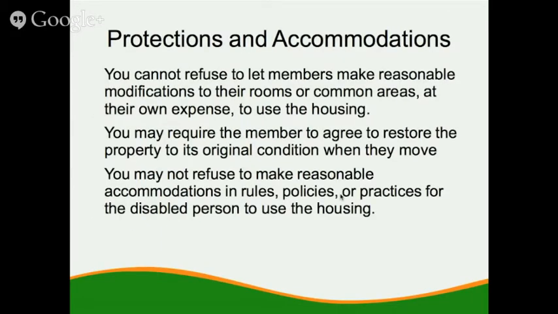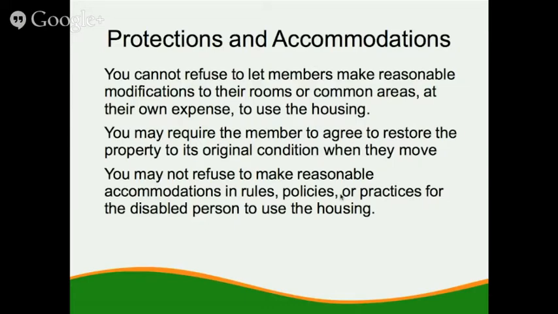So if somebody is a person with a disability under the Fair Housing Act, the co-op has an obligation to respect their legal protections and to make accommodations for that person. So what does that mean? It means that you can't refuse to let people make reasonable accommodations to their rooms or to the common areas at the co-op if they are doing this at their own expense so that they can use the housing facilities.